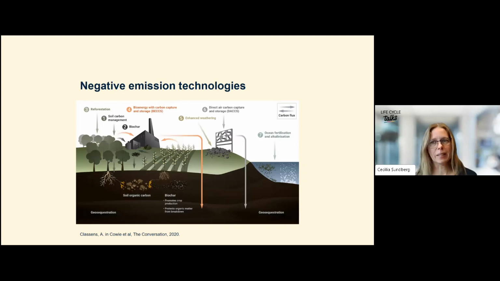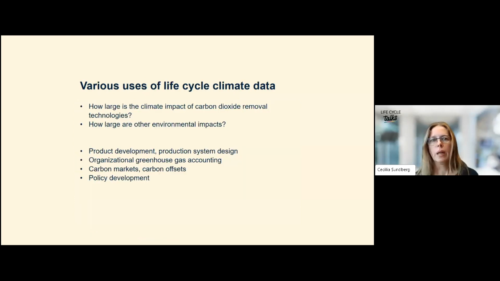So to understand these different processes, there is demand for information from life cycle assessments. There's an interest in understanding how large is the climate impact of different carbon dioxide removal technologies, and how large are other environmental impacts. And for that, life cycle assessments can give some answers. This is of interest for product development, for designing production systems that are efficient and have low impacts.